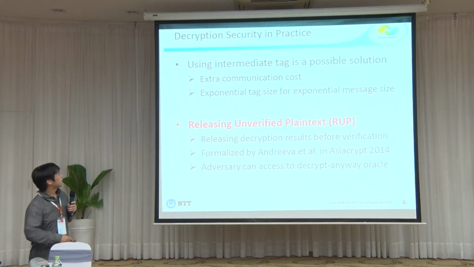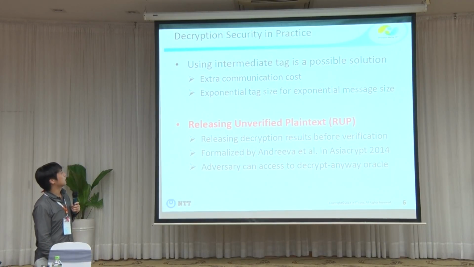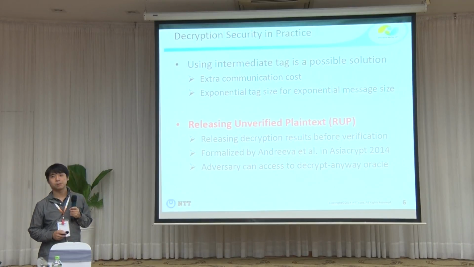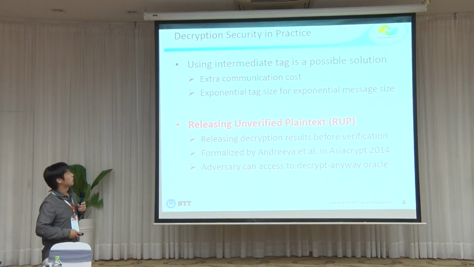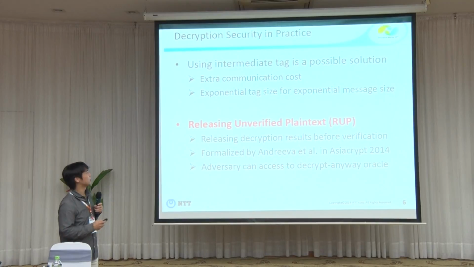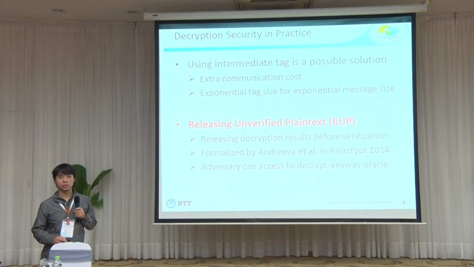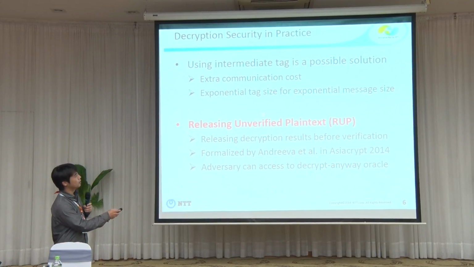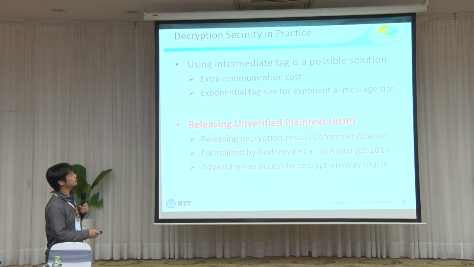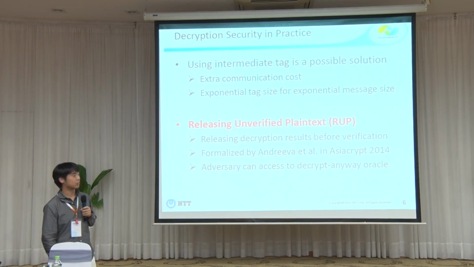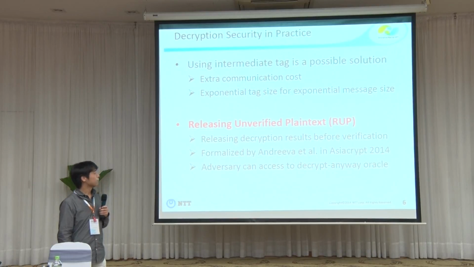Okay, so is there any method to avoid such drawbacks? Actually there is some. For example, using an intermediate tag is a possible solution. But it has to communicate the intermediate tag, so it requires extra communication cost. Naturally, if the message size is exponential, then the tag size also increases exponentially. So it's not efficient.